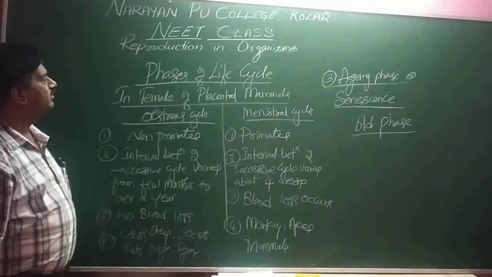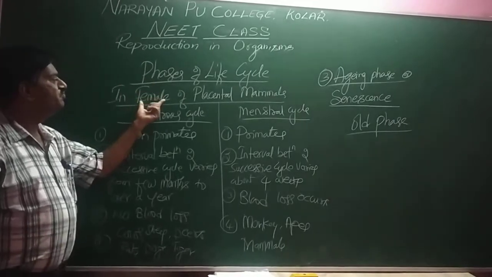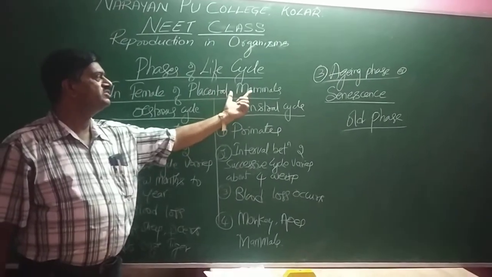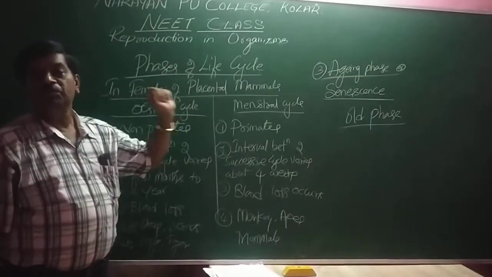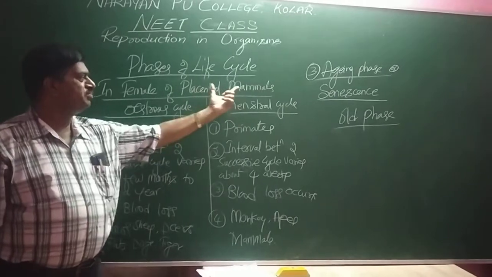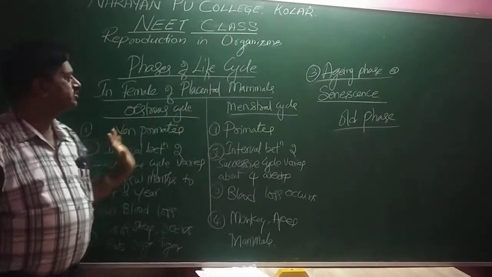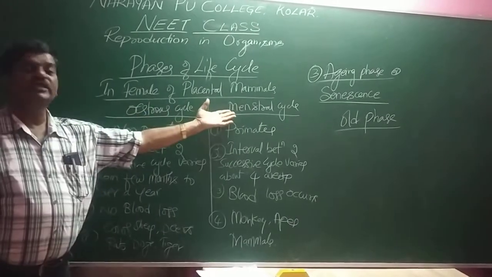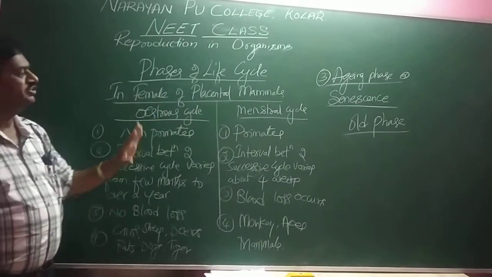So we'll start with the next. In females, there are placental mammals. In placental mammals, there is a placental connection between the mother and the fetus. Such female placental mammals are of two types. One is called the oestrus cycle and the other is called the menstrual cycle.